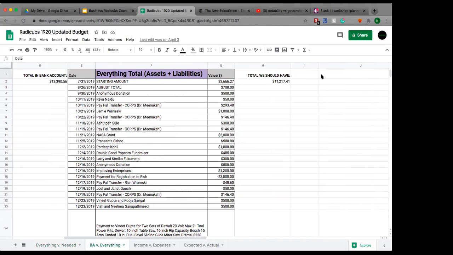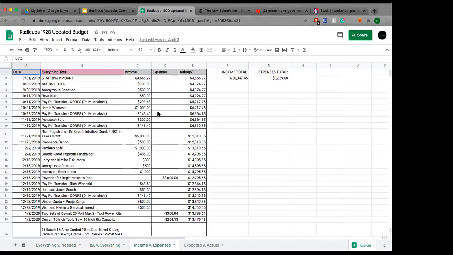Right now I haven't balanced it, so these two numbers are different, but once you've balanced everything out, they should be the same number, because when people take out money, you should record it in the bank account and everything. Next is income versus expenses.